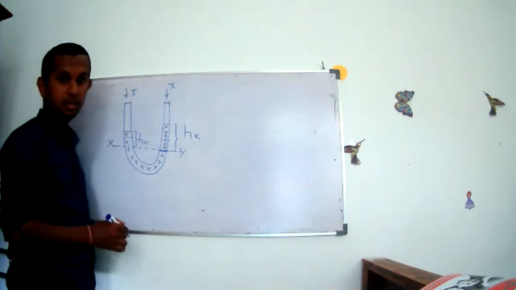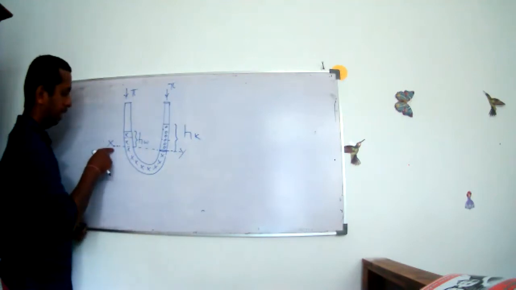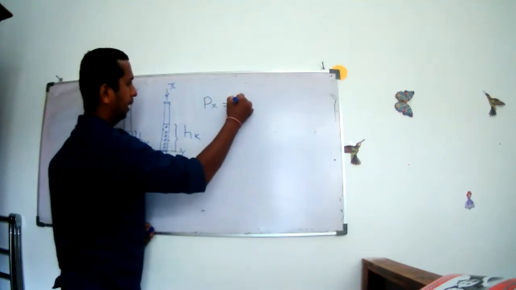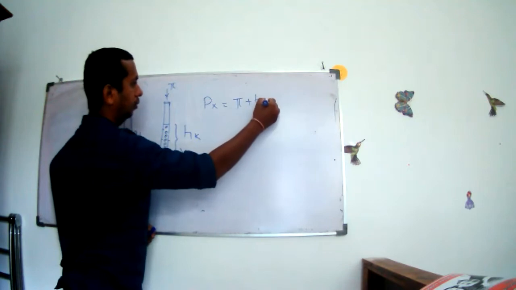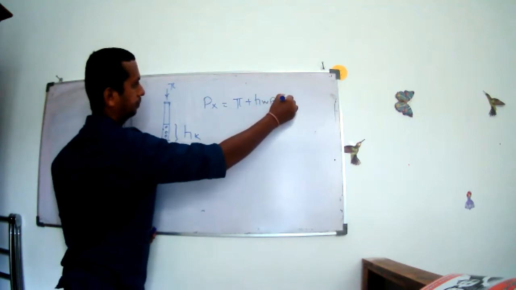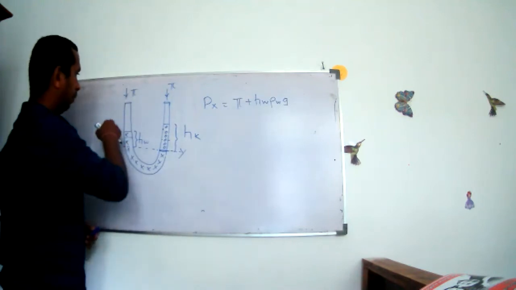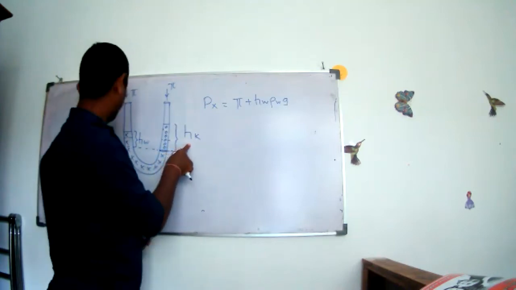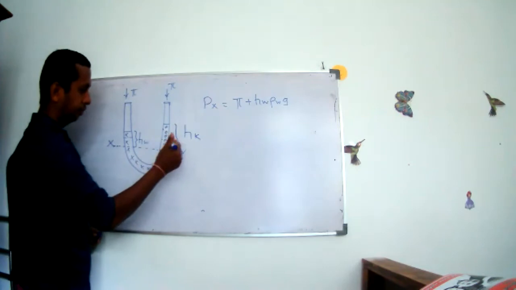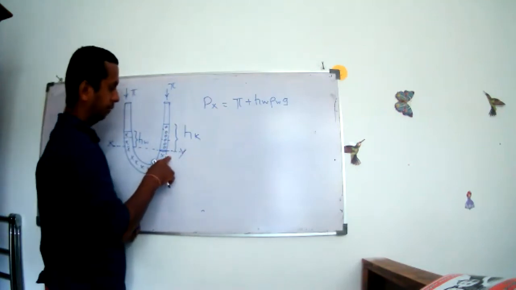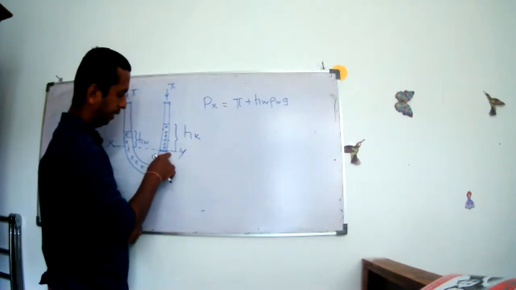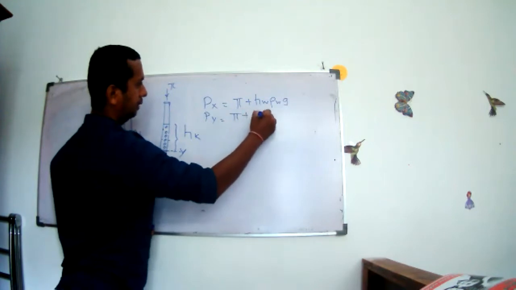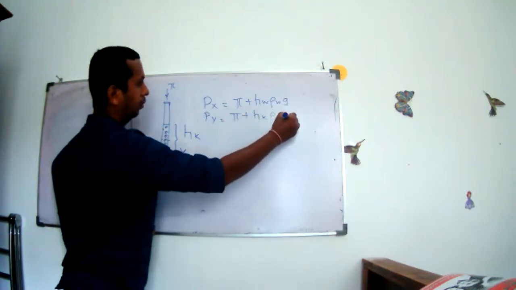So I am going to write down an expression for the pressure at point X. Then I can write Px is equal to Pi plus hW rho W g. Rho W means the density of water. Rho K is the density of kerosene oil. Then the pressure at point Y: Py is equal to Pi plus hK rho K g.